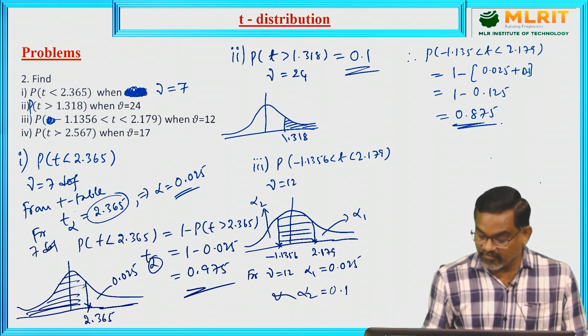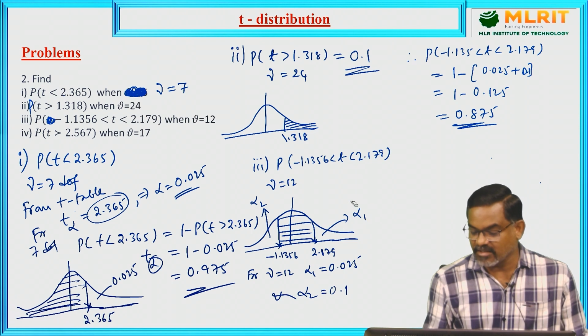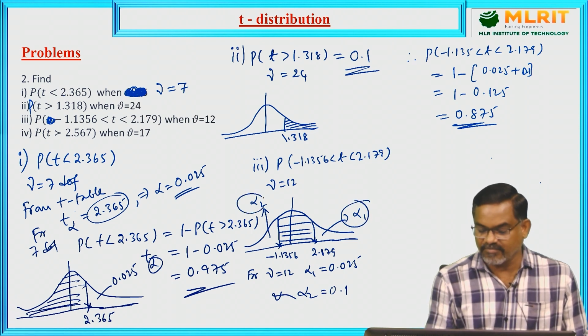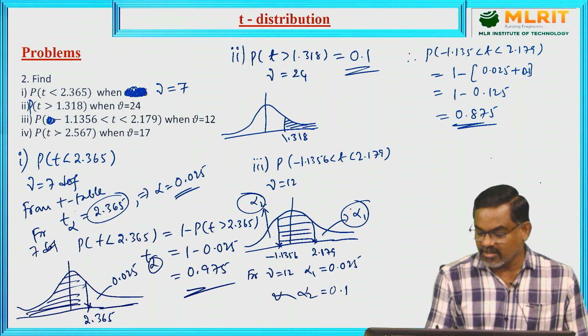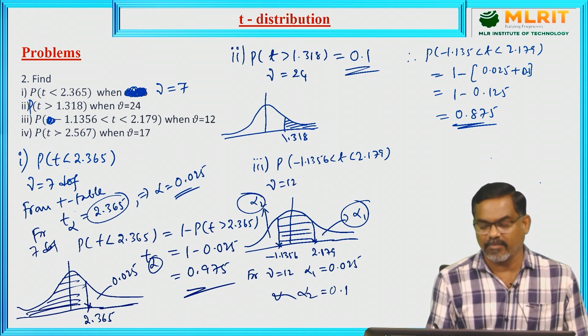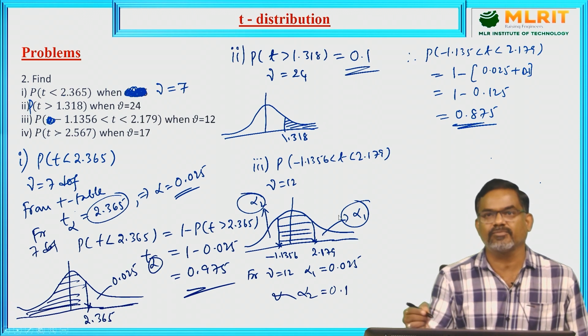So, it is required to find the right side area alpha 1 and the left side area alpha 2. We have calculated these two values and it is required to find this shaded region. The shaded region can be obtained by subtracting the sum of these two values from 1.